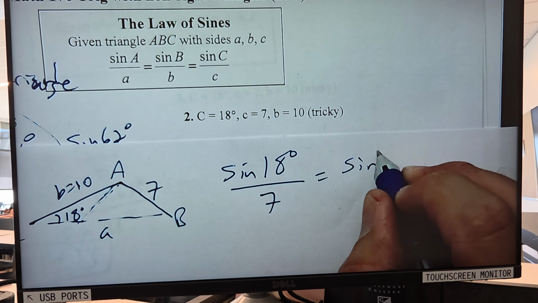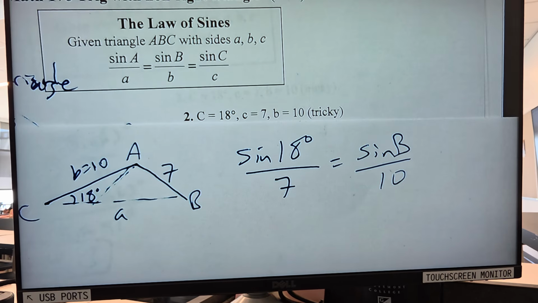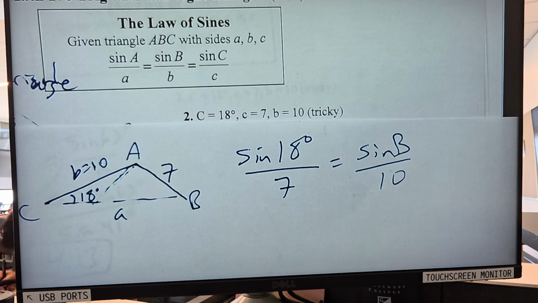I don't know what angle B is, but I know that side B is 10. Is everybody with me? I can construct those ratios really nicely. I never want to give myself too many variables in one equation, because then I can't solve it. That's why I didn't use the A's. How do I solve for B?